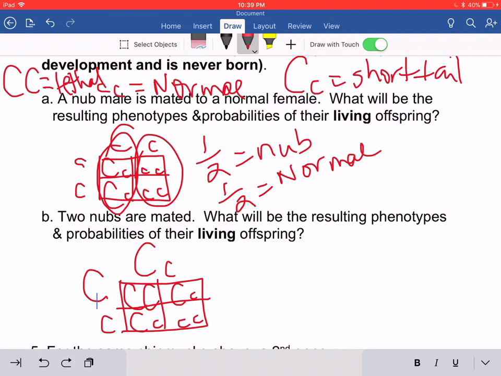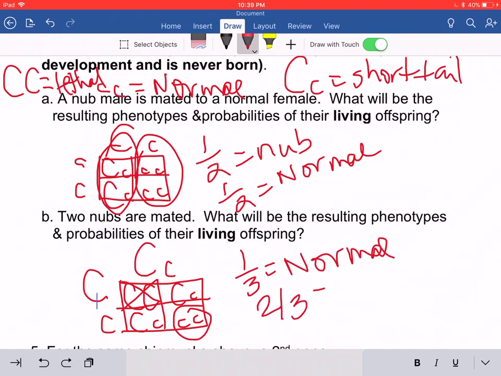Now we know that the CC combination is lethal. We are never going to see those offspring. So what we get is that 1/3, 1 out of the 3 possibilities that are going to be born, is going to have a normal tail. And 2/3, 2 out of the 3 possible combinations that are going to be born, are going to be nub.